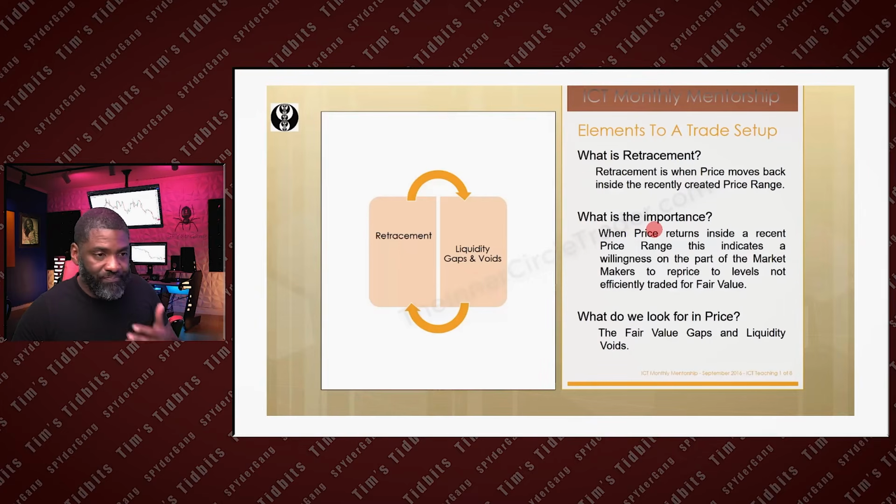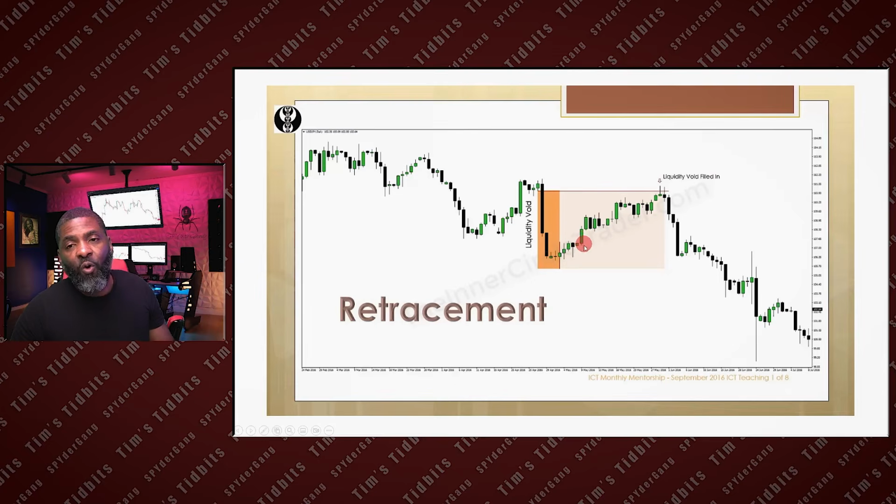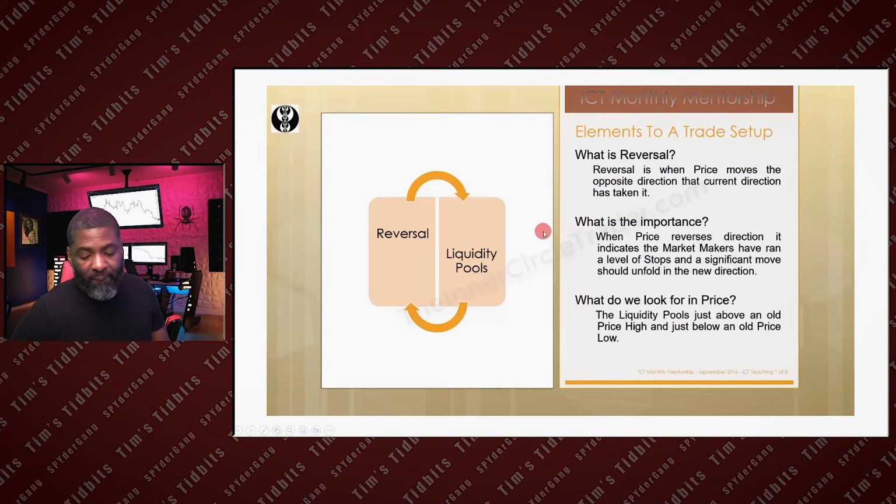For retracements, go back through time and see when price expanded, and then see when price retraced back in, and what did it retrace back to? Did it go back to a fair value gap? Did it go back to a liquidity void, meaning a full gap? What did price retrace back to? When it expanded down, what did it retrace back to? See the heavy displacement, what did it retrace back to? Go back through the price and look at this.